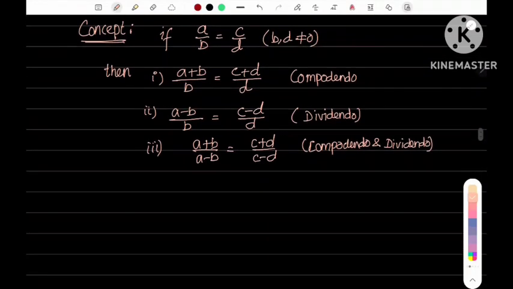So we are going to apply this concept. Then the second concept we apply here is equality of complex numbers.